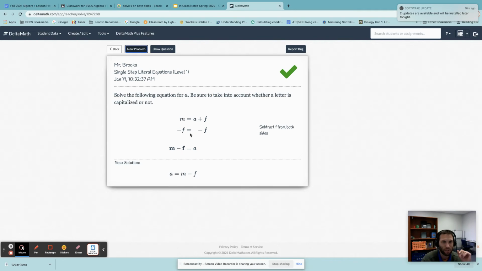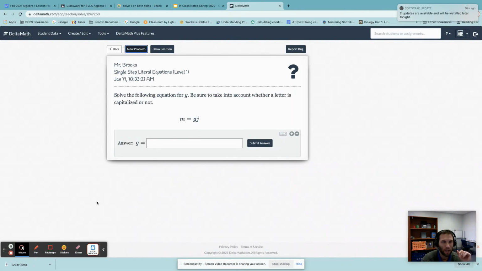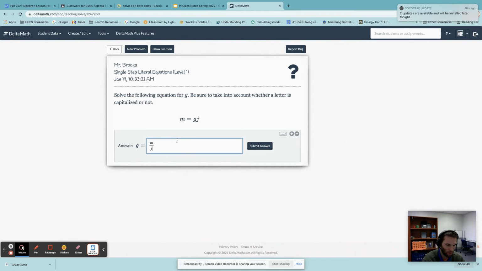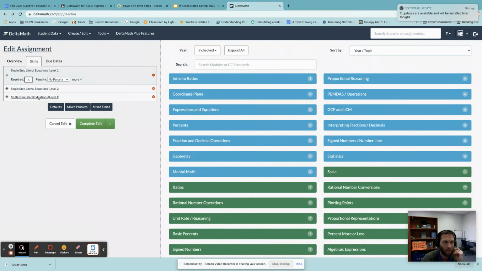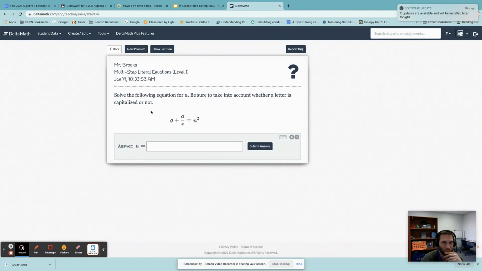Let's see, there it is right there. All right, so this one is solve for G. So this is G times J. So what's the inverse of times J? Divide by J. So this is G equals M divided by J. That's what it is. Okay, and then let's see what this. Okay, so this is the same thing.